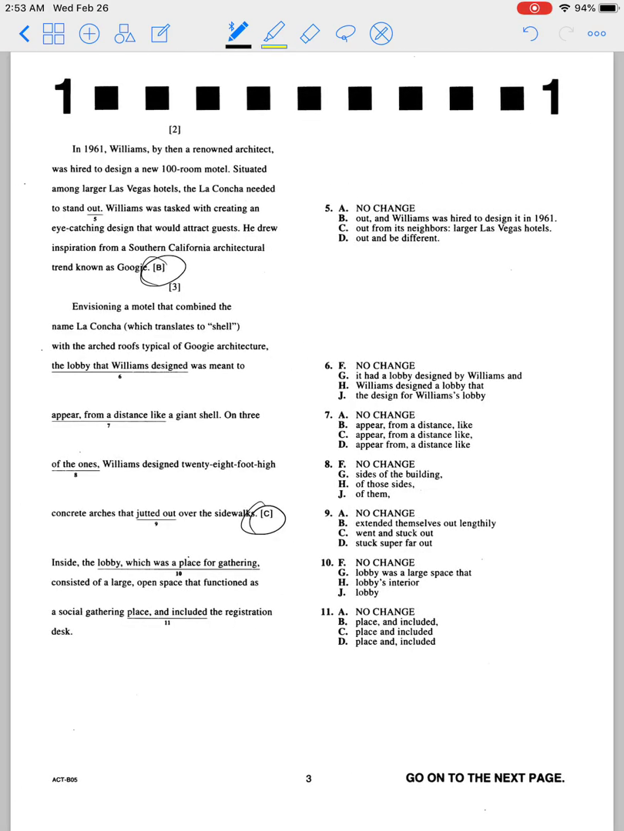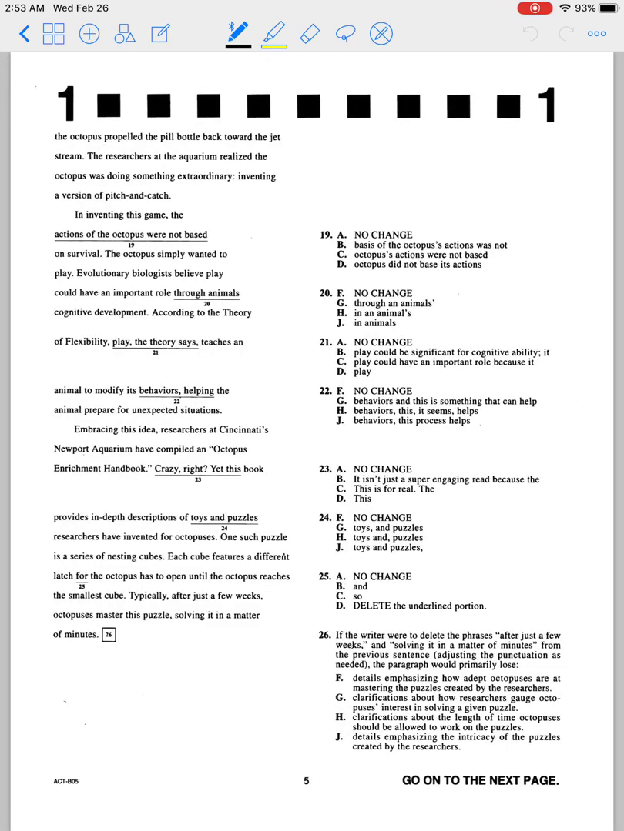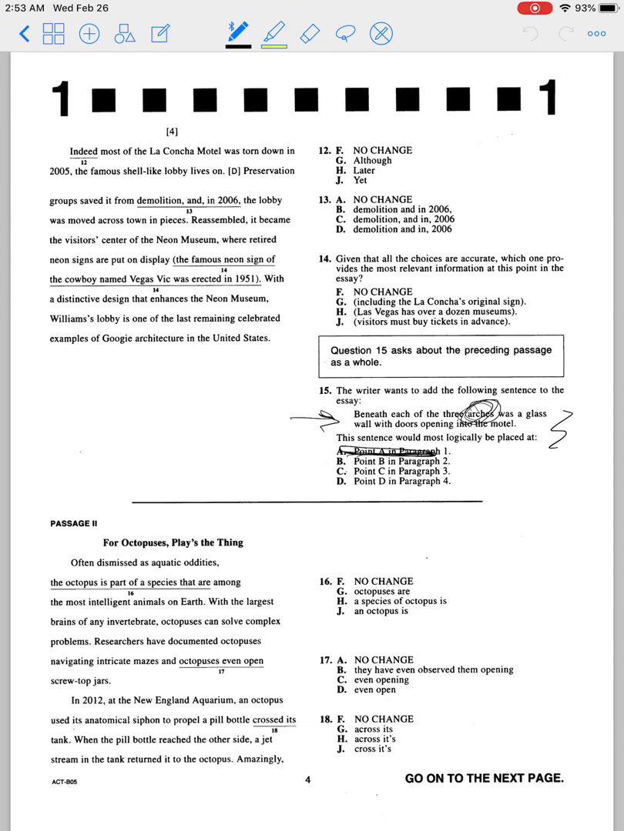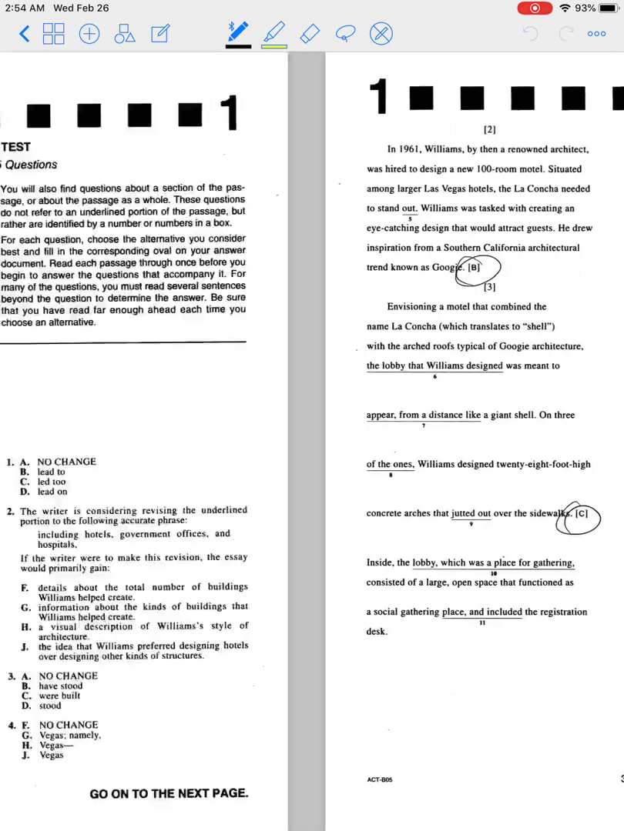All right, point B. So notice here, Williams was tasked with creating an eye-catching design that would attract guests. He drew inspiration from a Southern California architectural trend known as Googie, envisioning a motel that combined the blah, blah, blah. Well, here, perhaps Googie is what the three arches with the glass wall doors opening into the motel might be. So we'll just pause on that.